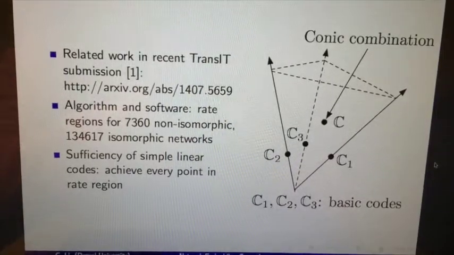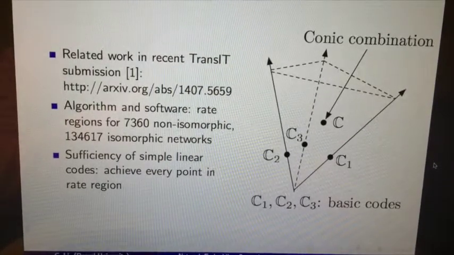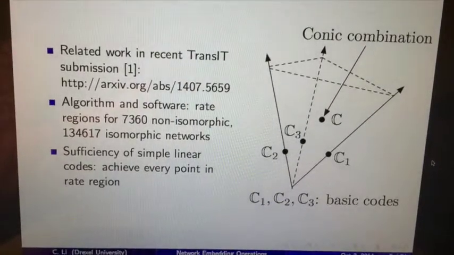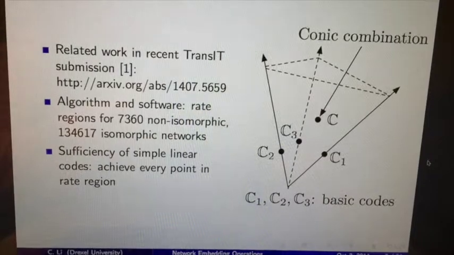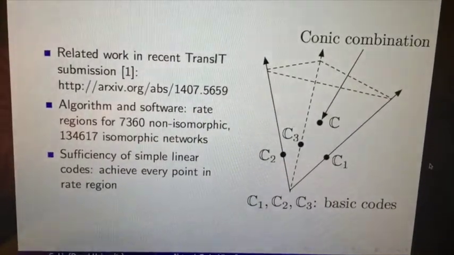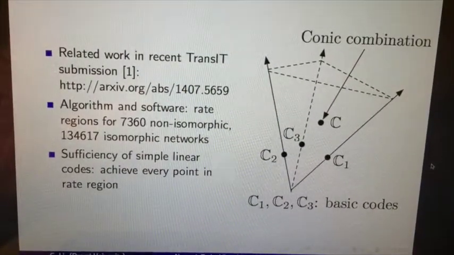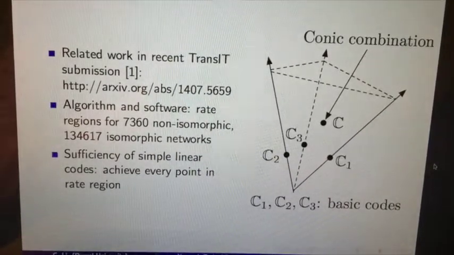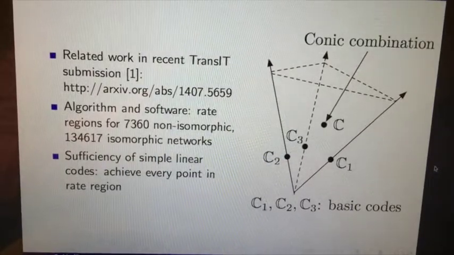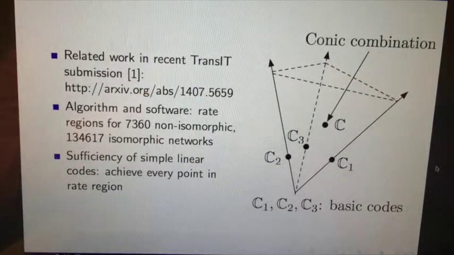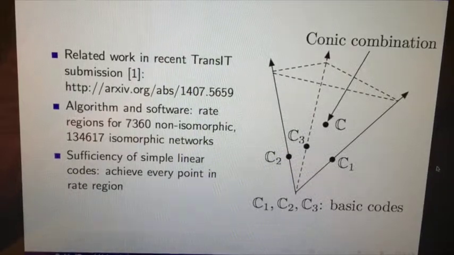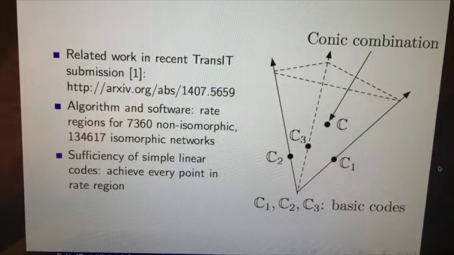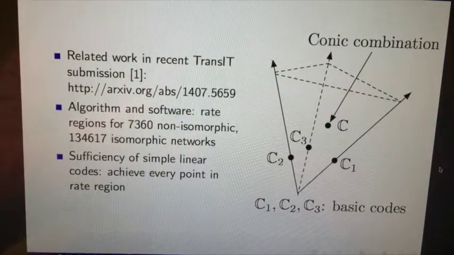We also consider the sufficiency of simple linear codes, say binary codes. We say Fq codes suffice for a network when, for every extreme ray of the rate region, which is usually a cone with the dimensions of capacities and source entropies, it can be achieved by Fq codes. As shown in the picture, C1, C2, and C3 are basic codes associated with the extreme rays. Then for an arbitrary point C in the region, we can construct the code to achieve it according to the conic combination.